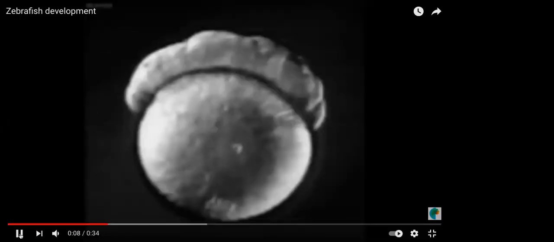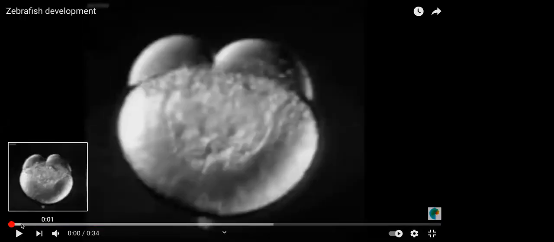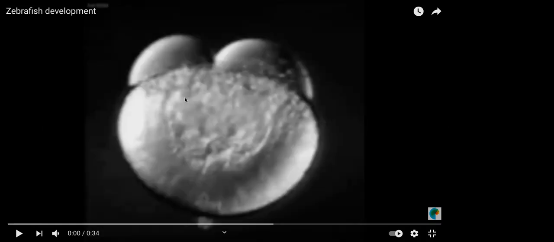So here we can observe a zebrafish development happening from one cell to two cells and then so on. The development is so rapid that from a single cell to two cells and further up till an animal pole is formed and a complete animal is formed, it takes just 24 hours.